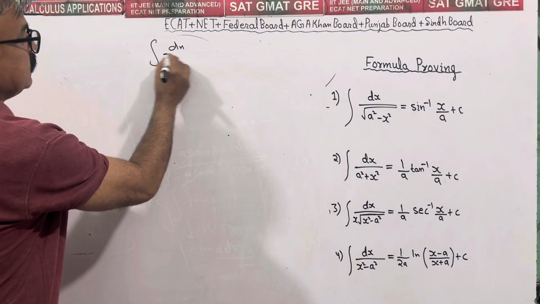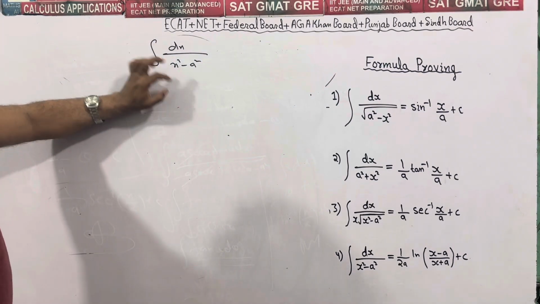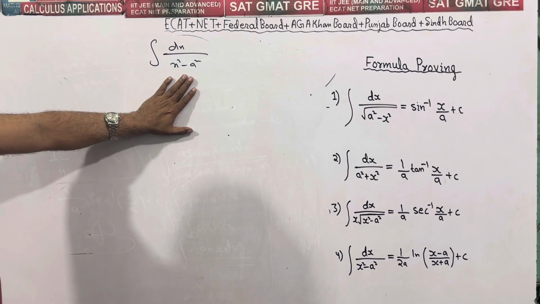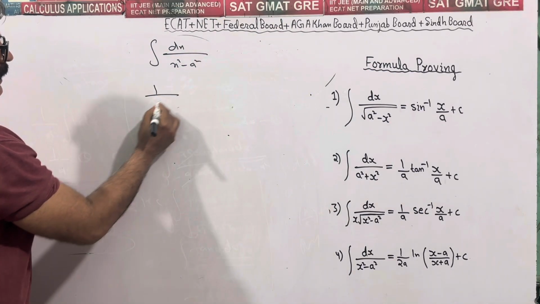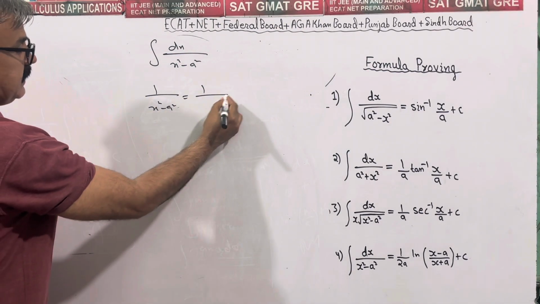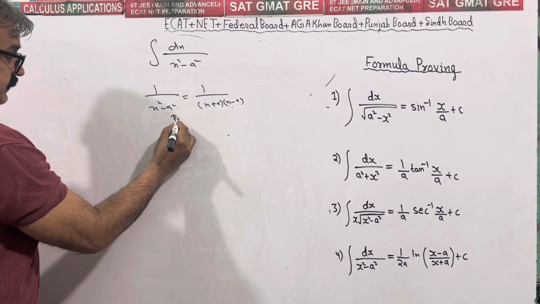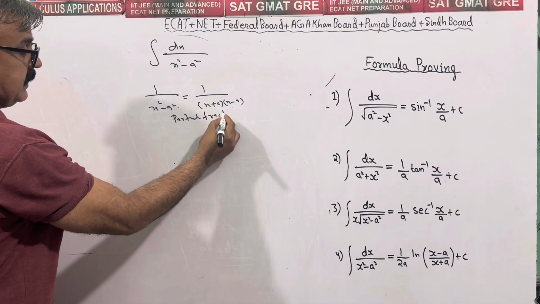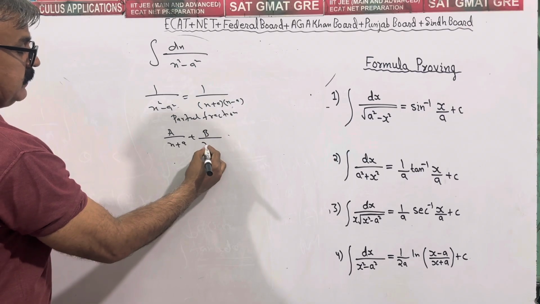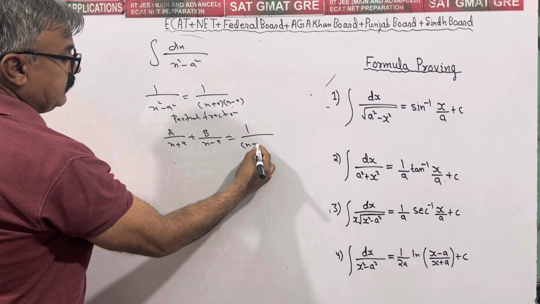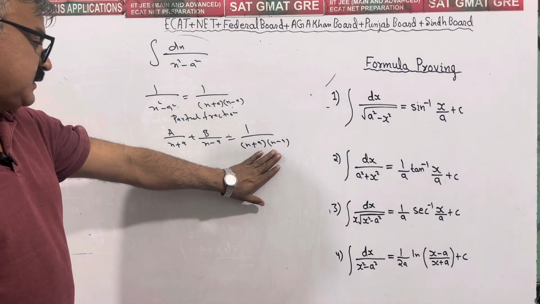We have dx over x square minus a square. There is no square root. Take x is equal to a sin theta; we can also prove it with this. Let me give you the idea from partial fraction. Take x square minus a square. It can be written as x plus a times x minus a. By resolving into partial fractions, we have A over x plus a plus B over x minus a is equal to 1 over x plus a times x minus a.